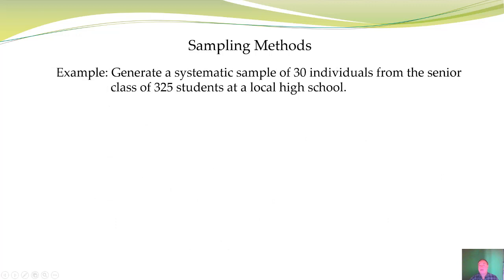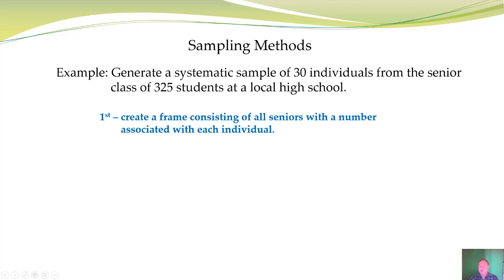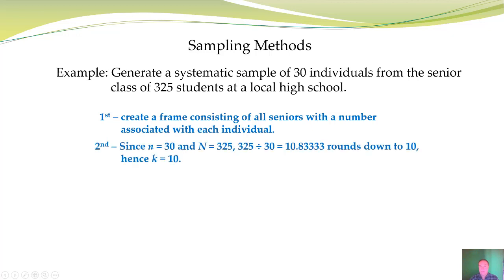Now an example: generate a systematic sample of 30 individuals from the senior class of 325 students at a local high school. So in this case, our sample size should be 30. Our population size is 325. So first, create a frame consisting of all seniors with a number associated with each individual. So we list all the seniors, all 325 of them, give them a number, 1 to 325. Since n is 30, capital N is 325, 325 divided by 30 equals 10.83333, and round it down to 10. Hence, k is 10.